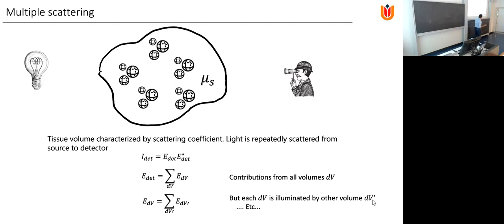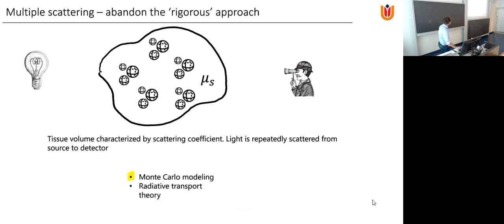So it gets hugely complicated. Each volume dV is illuminated by all the other volumes as well. If you wanted to carry out a simulation like this, it becomes impossible. So although this would be the rigorous approach, it's not feasible, and we have to think of something else. Commonly there are two approaches. One is Monte Carlo modeling, which is what we're going to talk about for the rest of today. The other is radiative transport theory, about which I have some remarks on Friday.